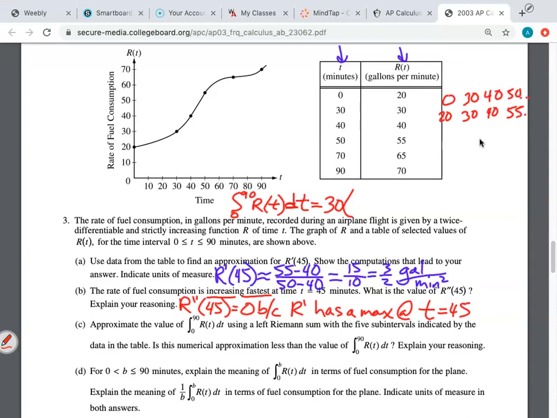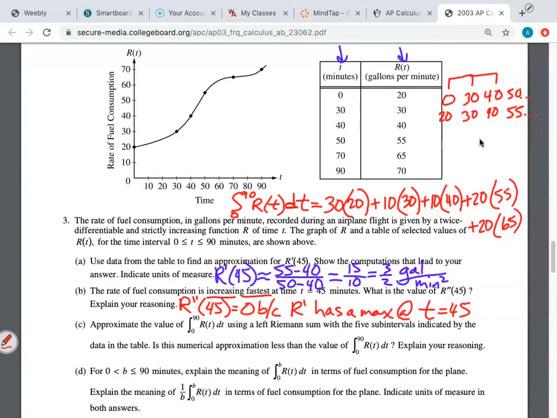So our left height, if we're going from 0 to 30, would be 20. The next width, going from 30 to 40, is 10, and the height on the left is 30. The next width from 40 to 50 is 10, and the height on the left would be 40. The next width from 50 to 70 would be 20, and the height would be 55. And the last width from 70 to 90 would be 20, and the height would be 65.